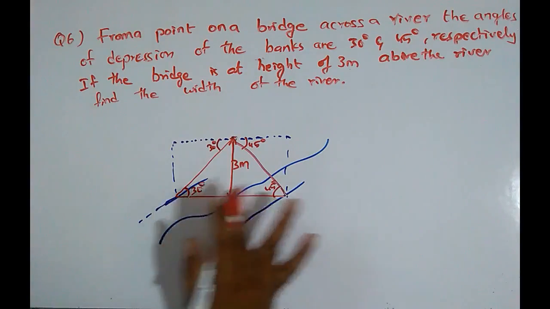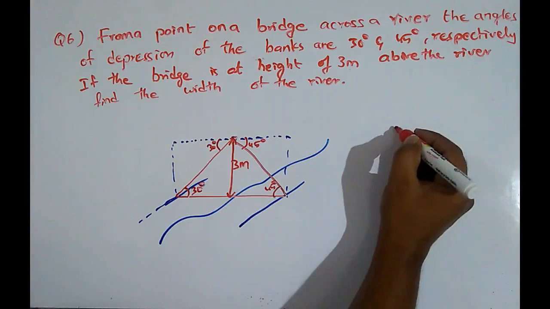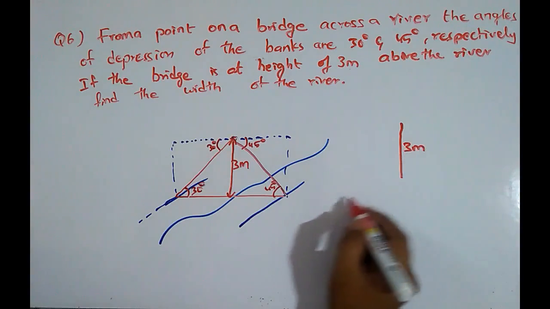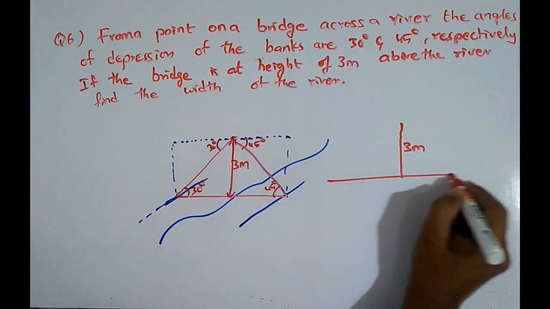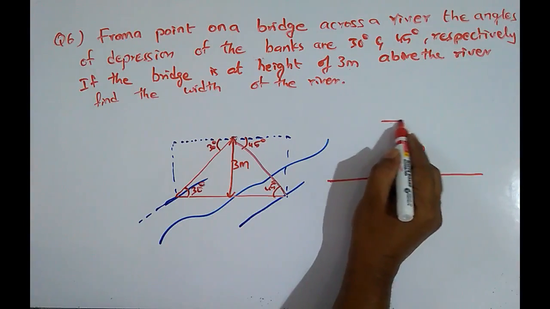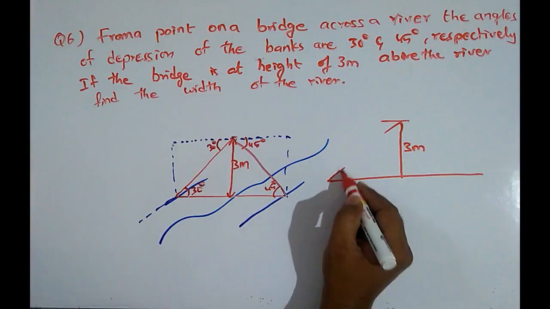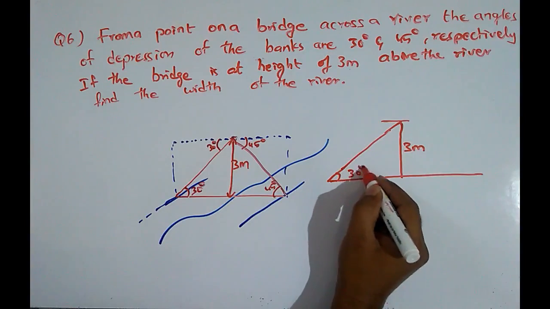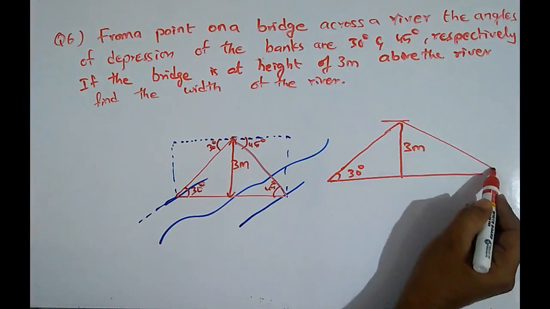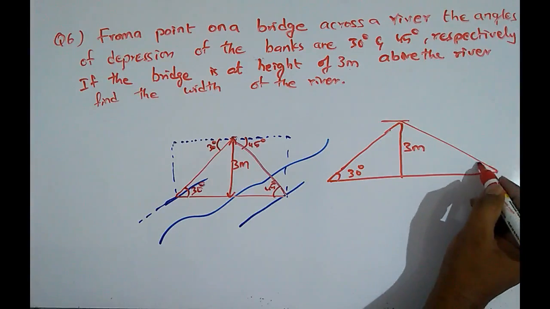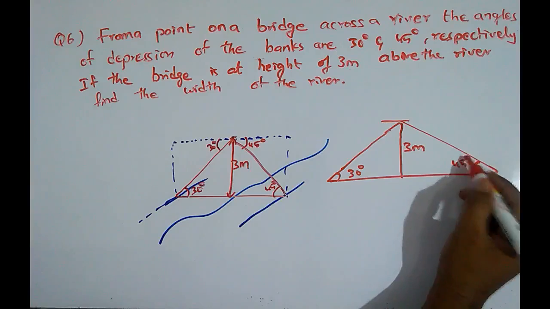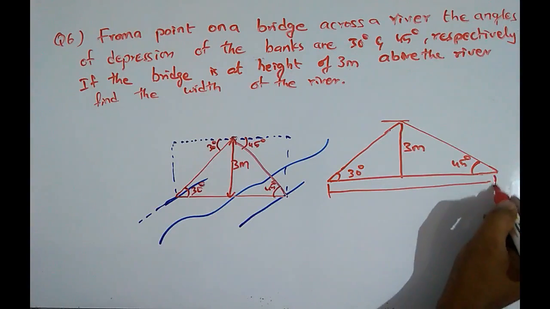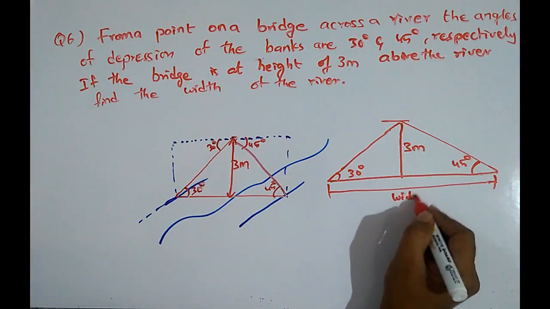I will reproduce this diagram here. The bridge is at a height of 3 meters and the angle of depression, that is here the angle will be depression, here it will be elevation, friends. So for one bank it is 30 degrees, for the other bank it is 45 degrees, friends. All we have to do is find the width of the river, friends.